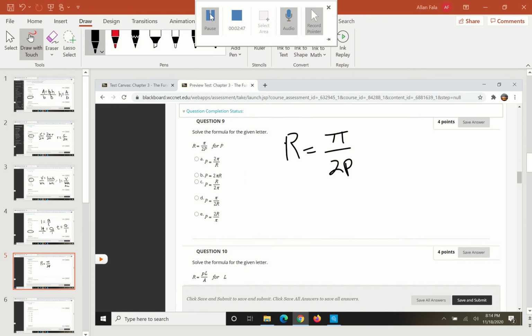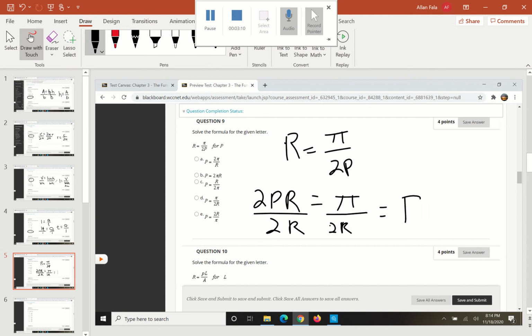Okay, question number 9, R is equal to pi over 2p. First thing we have to do is multiply both sides by 2p. So this is going to be 2pr is equal to pi. And now we divide both sides by 2r. And that gives us p is equal to pi over 2r.